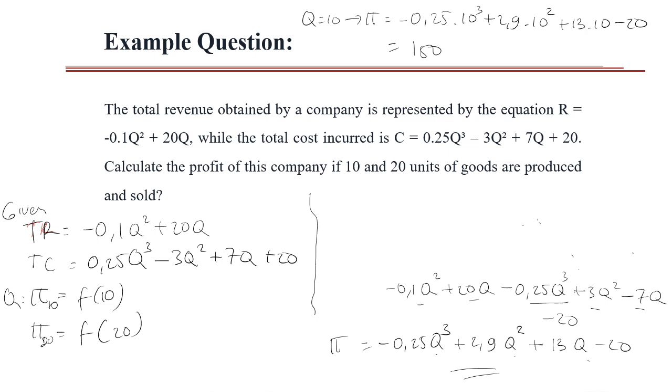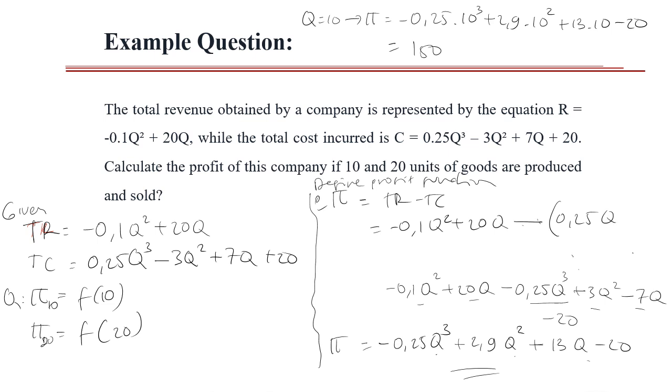Now define first what the profit function is. Okay, the profit function is TR minus TC. You have TR, minus 0.1q quadrat plus 20q, minus, now do brackets here if you see the minus in front of the function, 0.25q cubic minus 3q quadrat plus 7q plus 20.